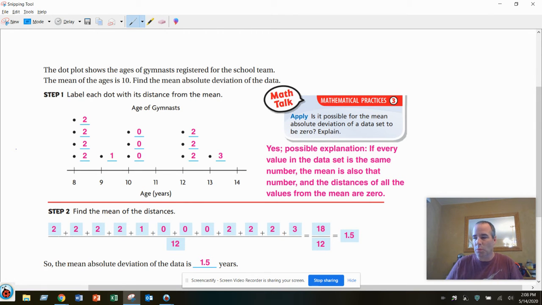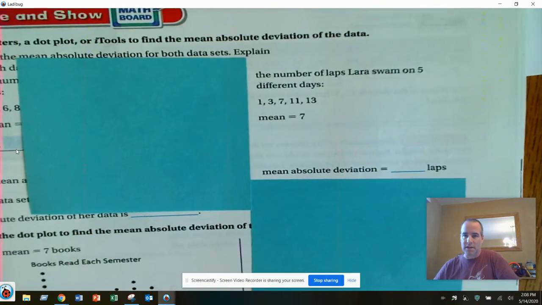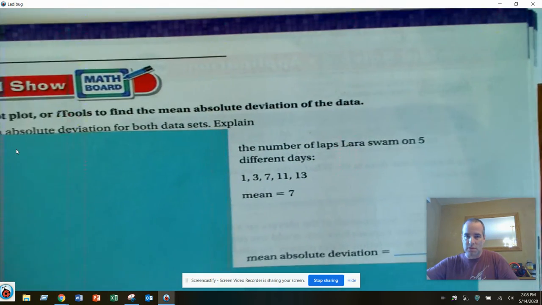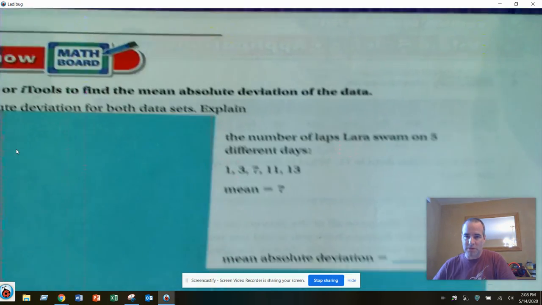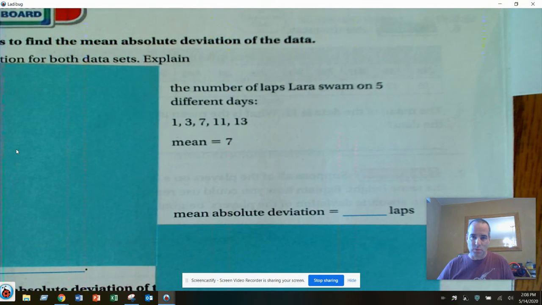I'm going to do one more quick example on the other page, because sometimes you can look at this a slightly different way. One way you can do it is with a dot plot, and there's one other quick way that I'm going to show you. Sometimes you just have a very simple data set. We're just going to focus on this one right here. It says the number of laps that Lara swam on 5 different days. Basic stuff.